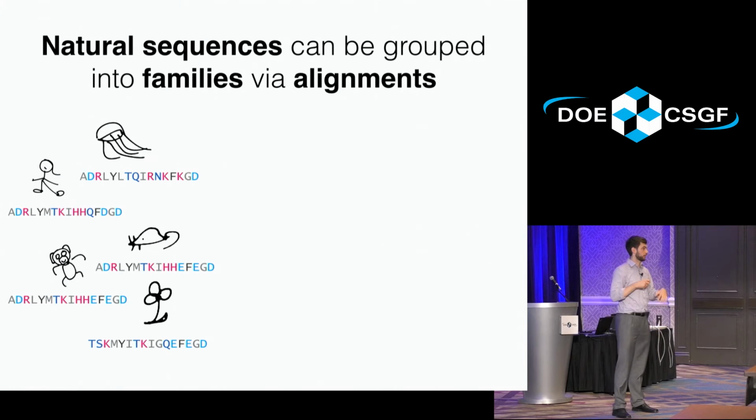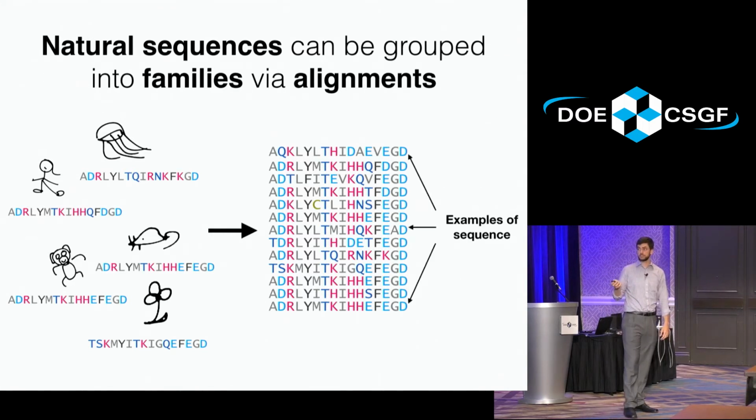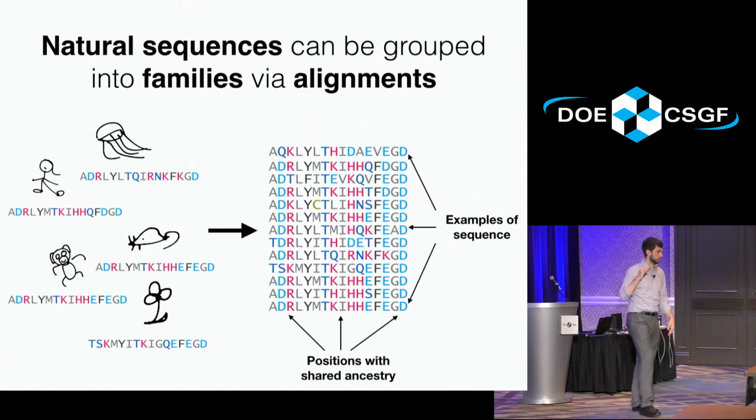So what we can do is find all possible examples of a given sequence, and then organize it into what I'd call a multiple sequence alignment. Each of these lines is a different example of a sequence, and each row is a position with a shared ancestry. So this is a way of vectorizing your data. And each of these positions would have the same structure and function in a crystal structure.